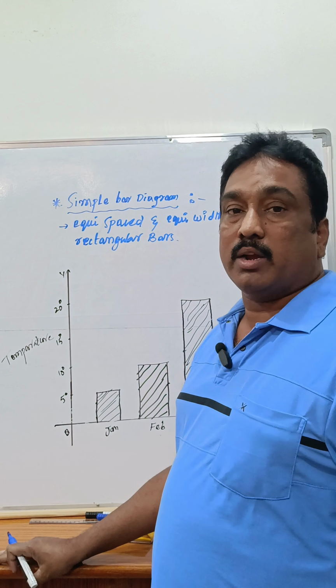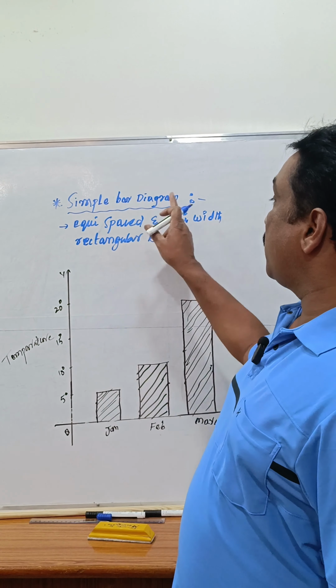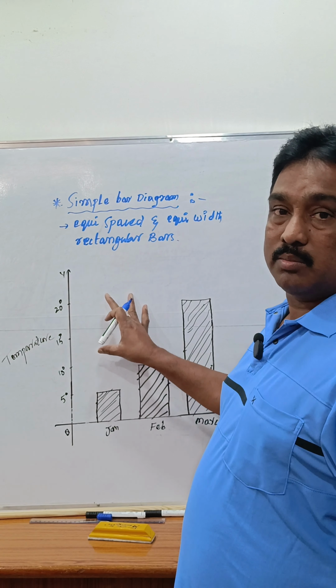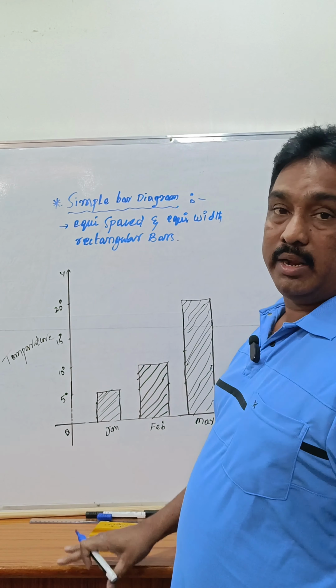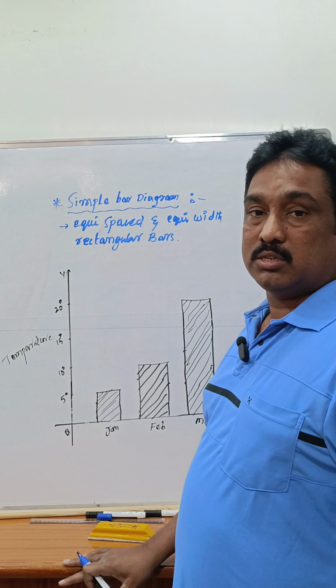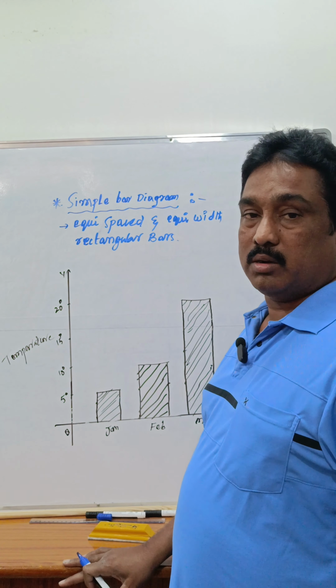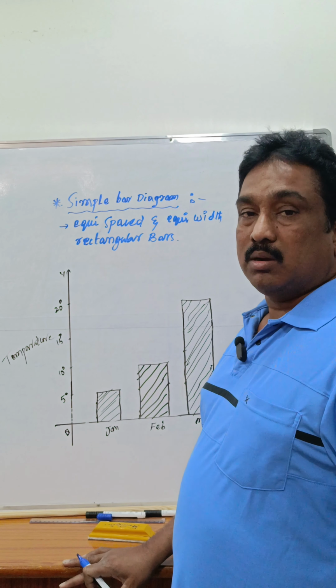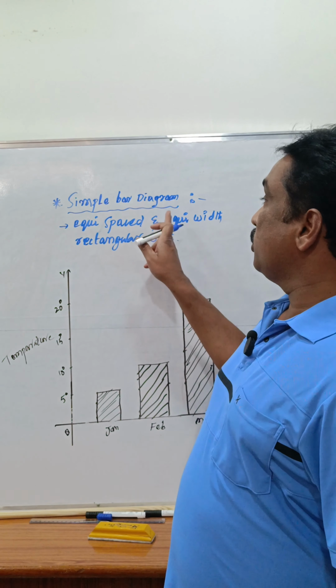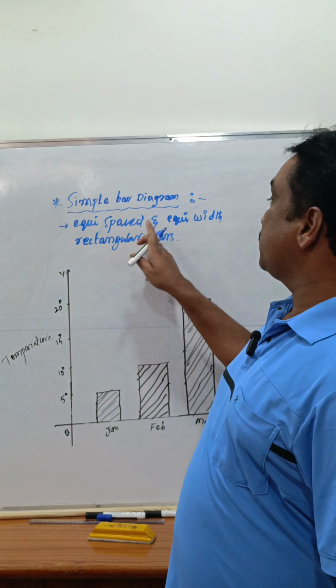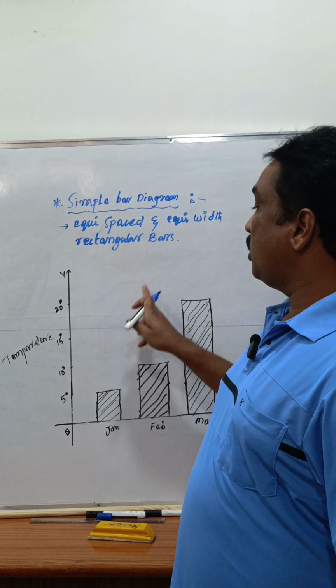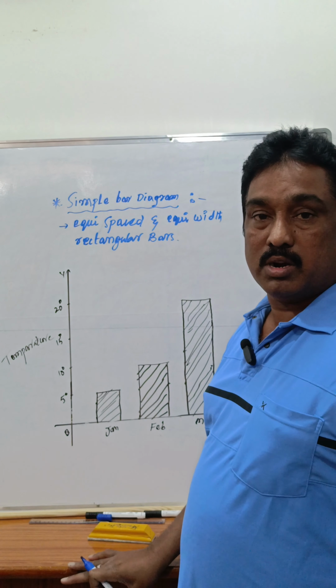What is called a simple bar diagram? A simple bar diagram is nothing but equi-spaced and equi-width rectangular bars. That is called a simple bar diagram.